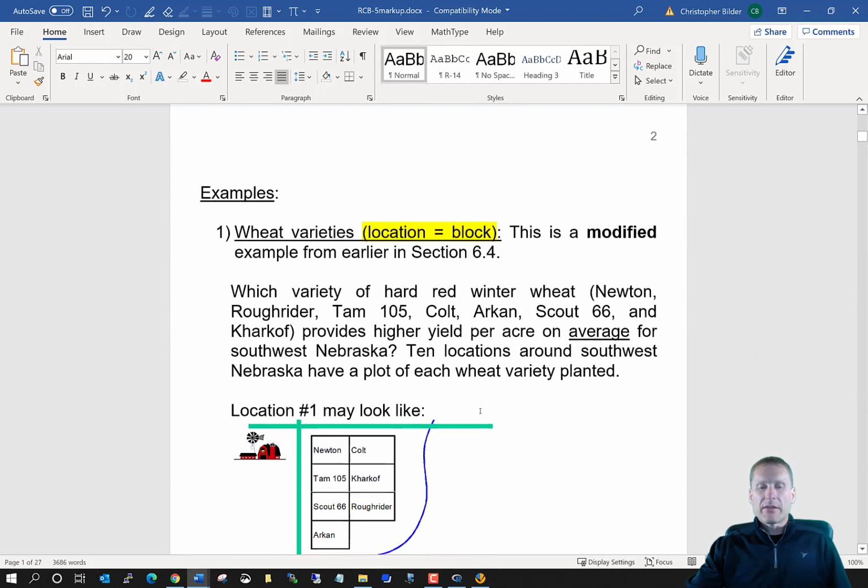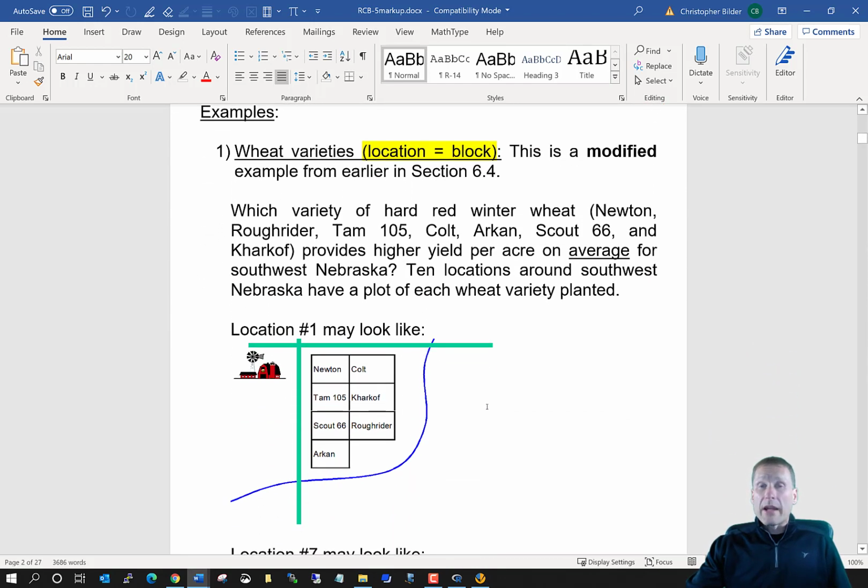Okay, so let's take a look at some other examples where a randomized complete block design could be used. So for example, we talked about wheat varieties in the past, and which wheat variety results in the highest yield. And so we have these particular wheat varieties here, 7 in total. And what we could do is, let's say, find one location in southwest Nebraska. So maybe we want to make inferences to all of southwest Nebraska.